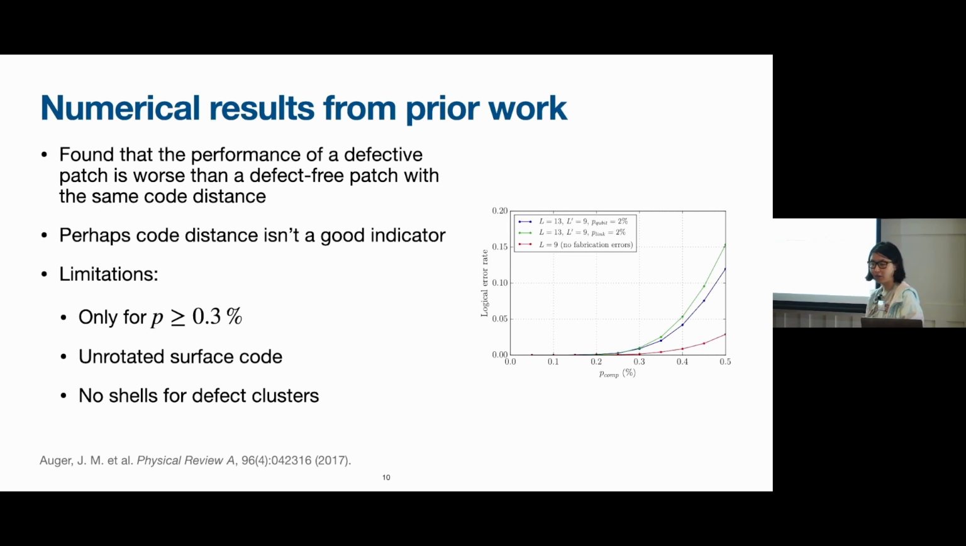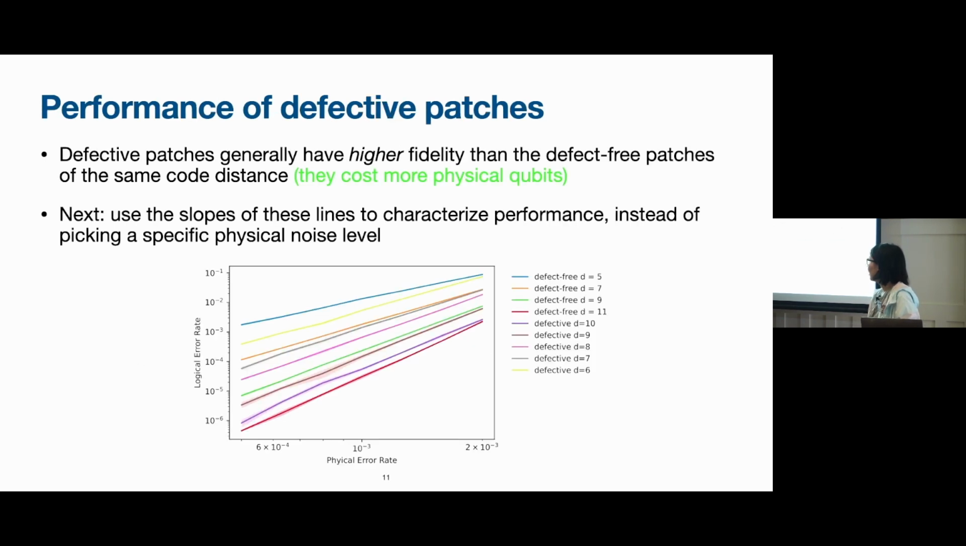So we did our own version of this, focusing on the physical error rate that's around 10 to the -3. And we are showing this plot, both axes of this plot in the log scale. So we actually found that the defective patches generally have higher fidelity than the defect-free patches of the same code distance, which is the opposite of what they found.